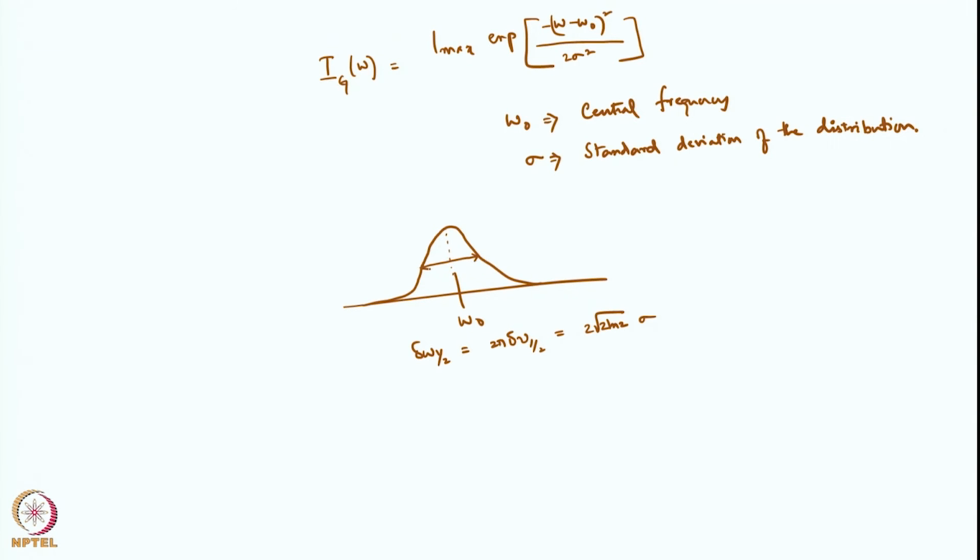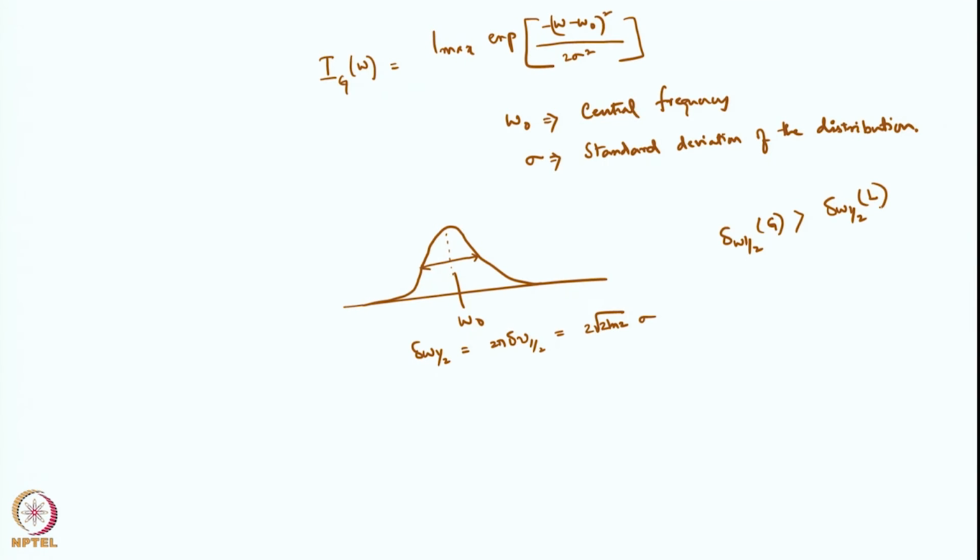And you will see that delta omega half of a Gaussian distribution will always be greater than delta omega half of the Lorentzian distribution, because that is a natural line width. So, Lorentzian is a natural line width, and the Gaussian distribution comes because of external influences, and when external influences come in, then the peak width increases.